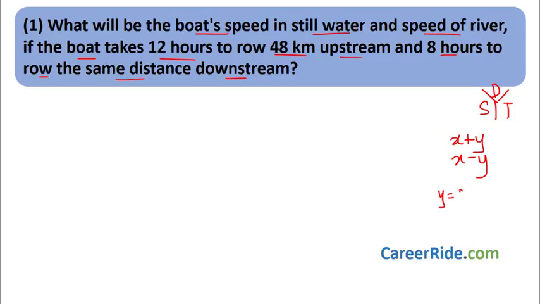Okay, so now what is y? Y is nothing but speed of river, right? And what is x? X is nothing but speed of boat, right? These are speeds. Now speed of boat or speed of man, whatever it is, is generally given in still water. So x is nothing but speed of boat in still water. It is not the speed of boat in running water. We never consider the speed of boat in running water. We generally consider speed of boat in still water. So x is speed of boat in still water, y is speed of river.